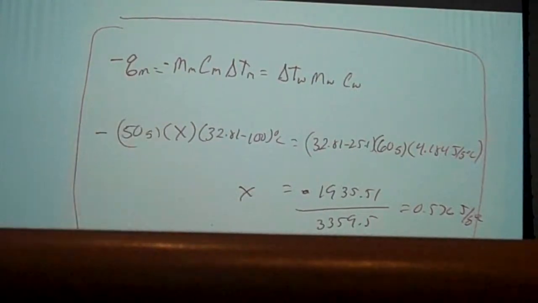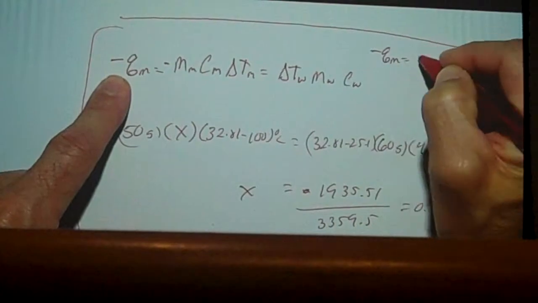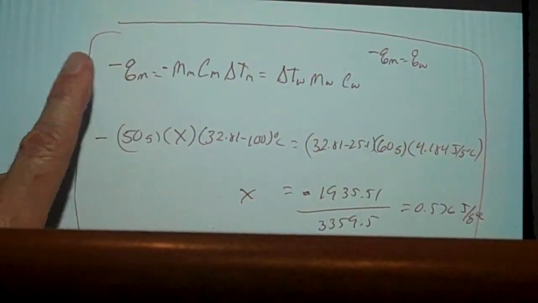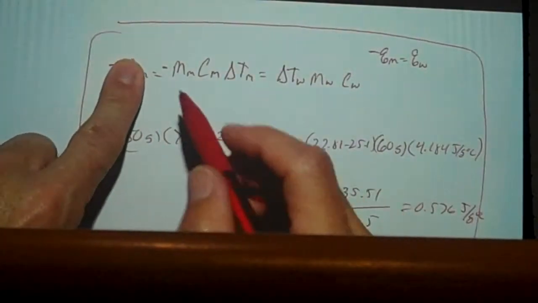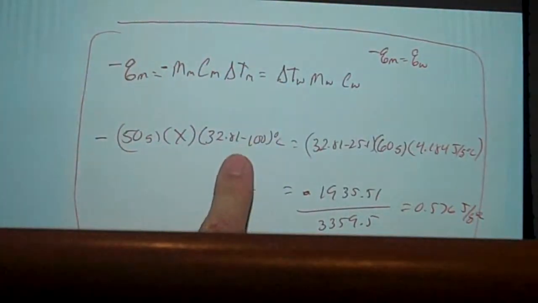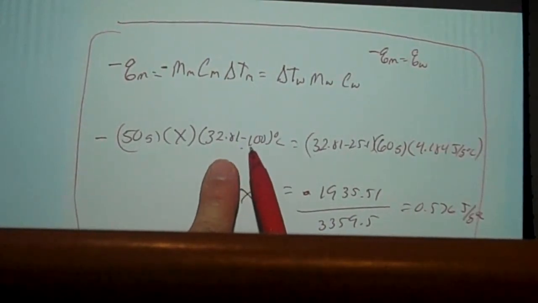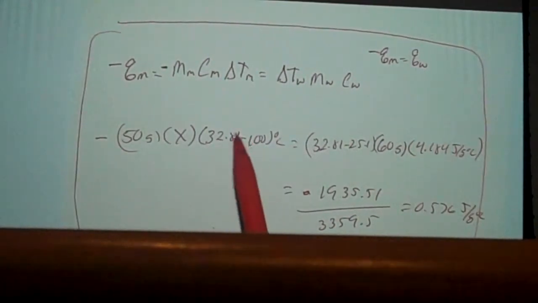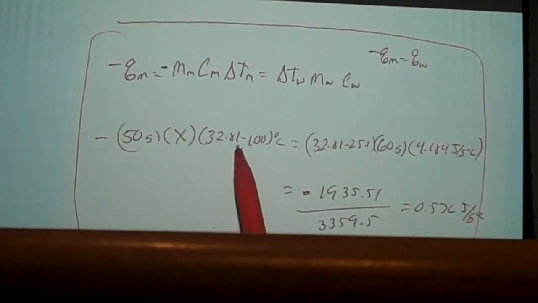The reason I put the minus sign is that minus Q of the metal is equal to Q of the water, because the metal is going to lose Q and the water is going to gain Q, exactly the same amount. That's where this minus sign comes from, and it'll make sense when you do it. What is this number? This is the change in temperature of the metal: 32.8 minus 100, final minus initial. Guess what that's going to be? A negative number. So the negative sign turns that into a positive, because you can't have a negative answer.